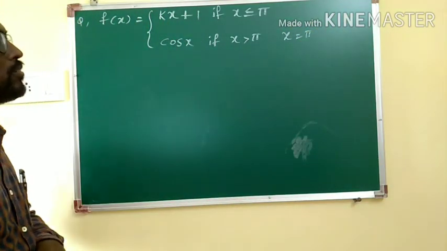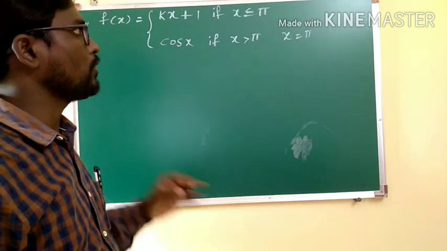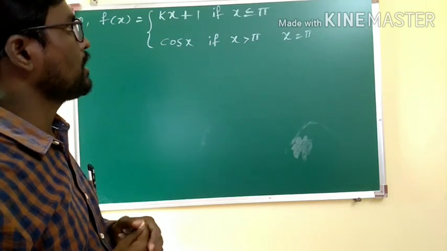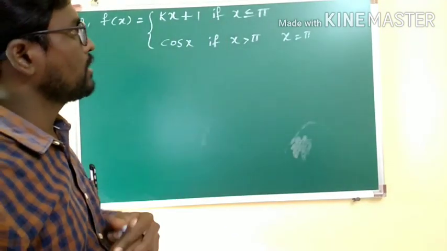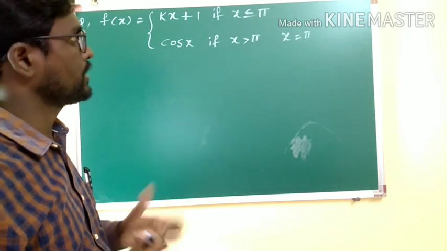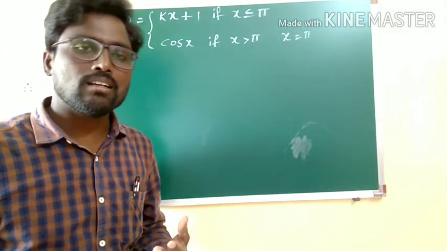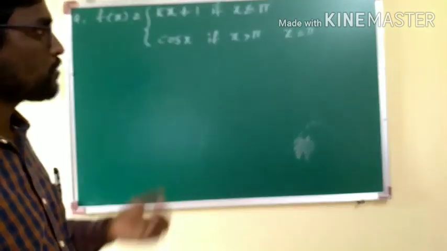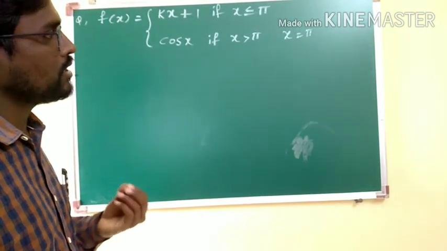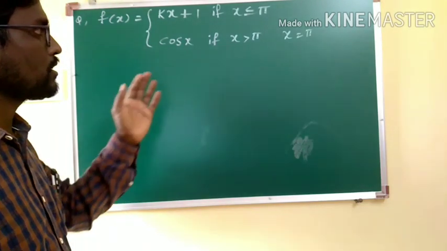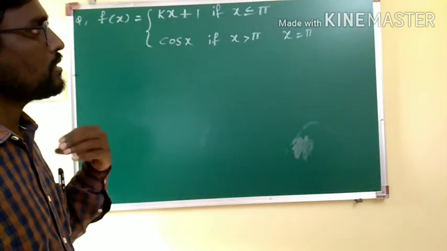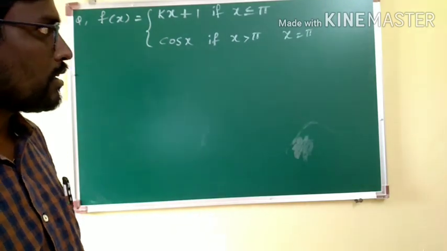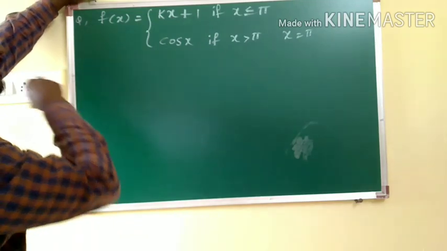So very clearly, what do we notice here? For x not equal to pi, we have functions: for less than or equal to pi, kx plus 1, and for greater than pi we have cos x. Means when we are taking x tends to pi minus, the applicable function is kx plus 1. When we are taking x tends to pi plus, the applicable function is cos x. Even kx plus 1 is suitable for x equal to pi also. There is no issue. Okay. Let us see.